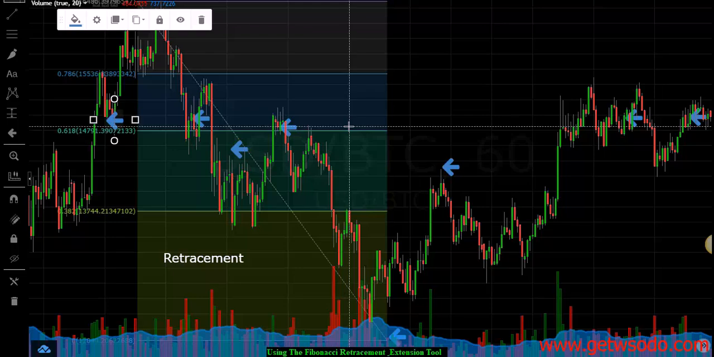And so when we can identify these historic areas of buyer support, seller resistance using the Fibonacci retracement tool, we can then do something else that really helps us. We can go, all right, well, if this is the area of buyer support, seller resistance that it historically hits, I can simply place my exit points right below this.